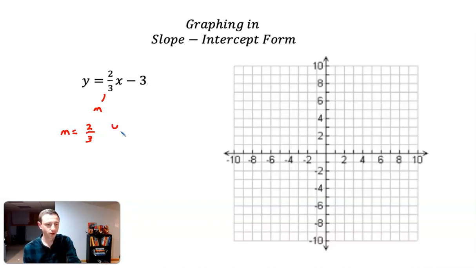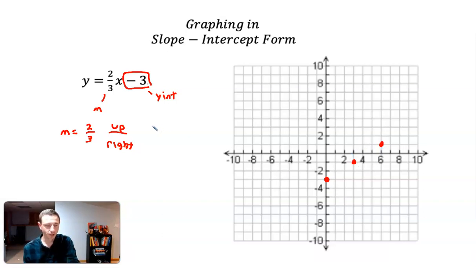So that means I'm going to go up 2 to the right 3. My y-intercept is negative 3. So I'm going to start at negative 3, right here. My slope is 2 over 3, so I'm going to go up 2, 1, 2, to the right 3, 1, 2, 3. Up 2, to the right 3.